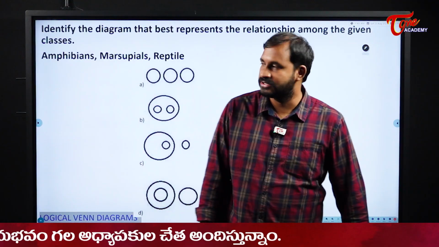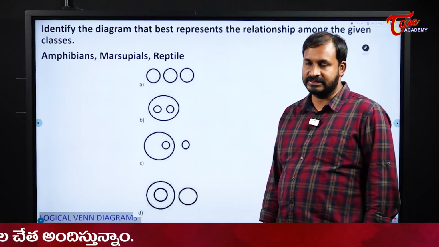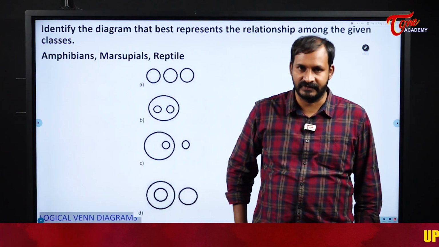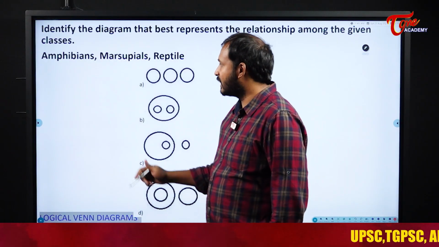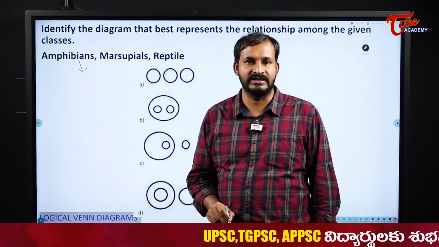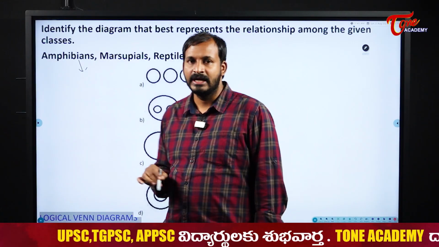See the next one, pause the video and try to get the answer. Amphibians, marsupials and reptiles. Now, students, first here we should have some general knowledge for this question. First and foremost thing, what are amphibians? The animals which live on both land and water. Right? Those are called amphibians.